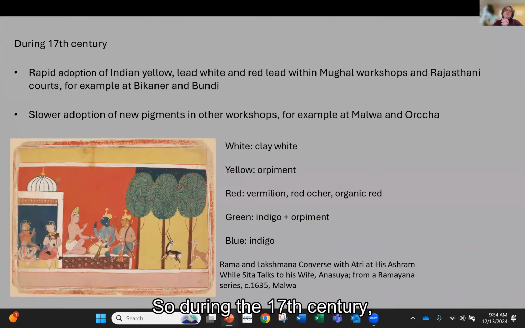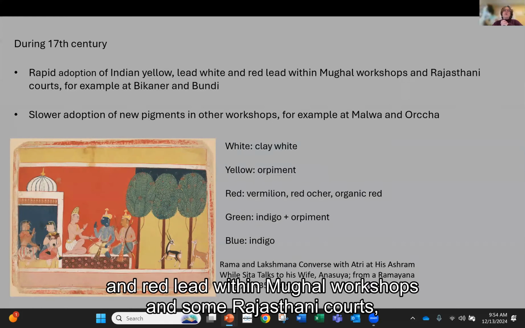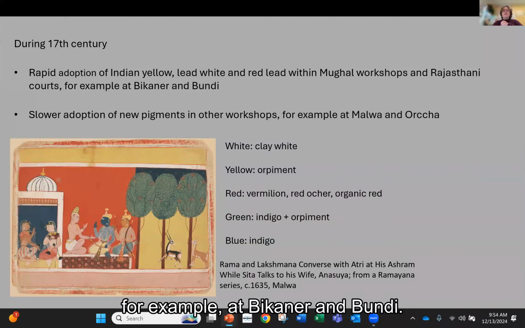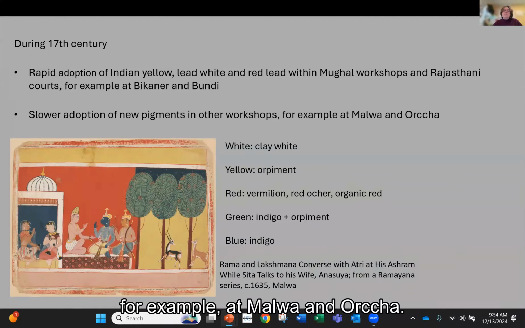So during the 17th century, we see a rapid adoption of Indian yellow, lead white, and red lead within Mughal workshops and some Rajasthani courts, for example, at Bikaner and Bundi. There seems to be much slower adoption of the new pigments in other workshops, for example, at Malwa and Orcha. And an example of this is this folio I've shown here, dated to 1635 from Malwa, where it's a very traditional assemblage. We have the clay white, the orpiment, we have vermilion with no lead pigments, and the greens are indigo and orpiment. So there seems to be a slower adoption in some areas.